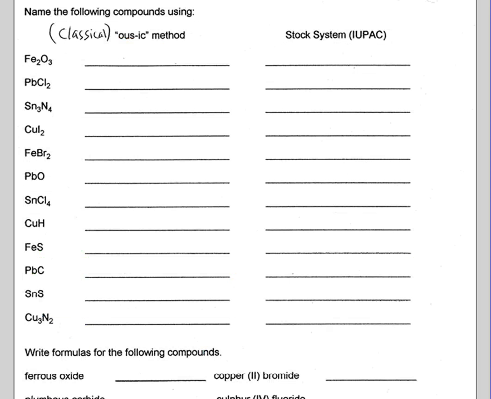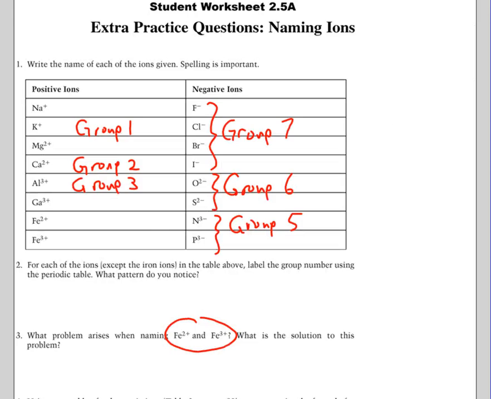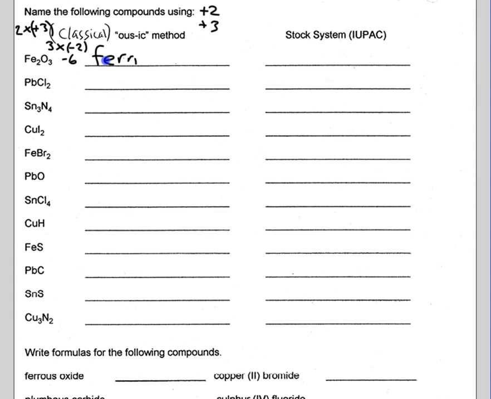All right, this piece of paper here is also part of your package, and this gives you a little bit of practice with both the classical -ous/-ic method and the stock system. You'll notice in all of these cases, these are all binary or bivalent metal elements. So all of the metals in these compounds have exactly two possible ion charges. Ferric oxide. The stock system, or more commonly called the IUPAC, would be iron 3, because it's +3 state, oxide. Okay, so refer to the table.